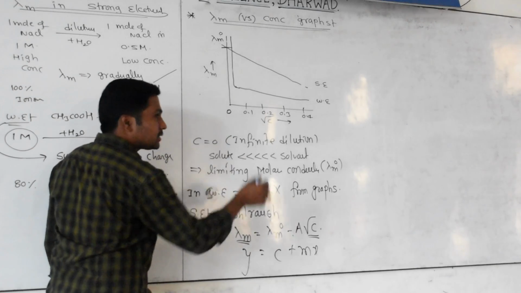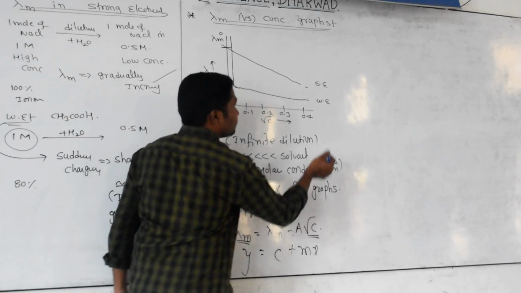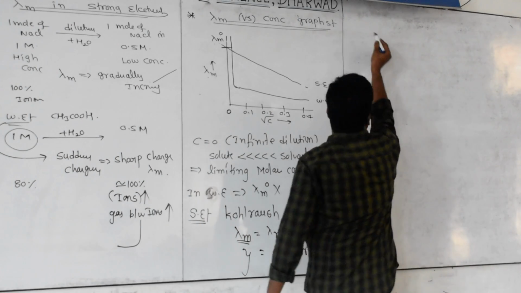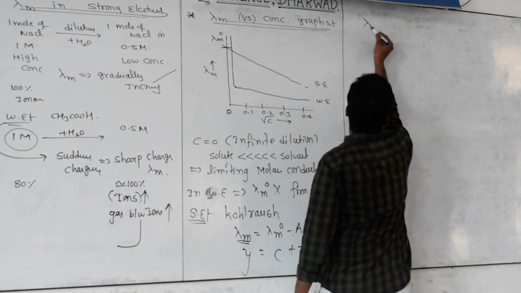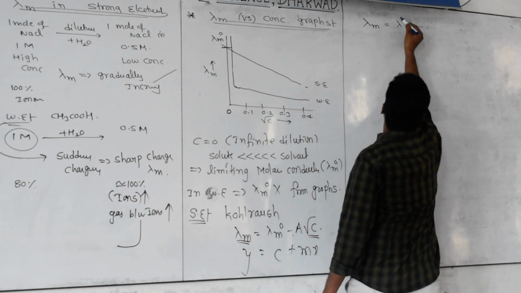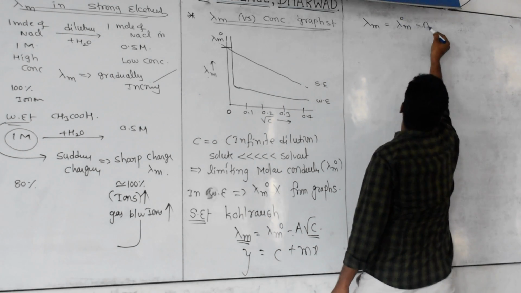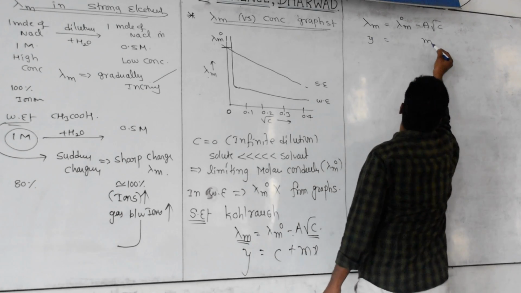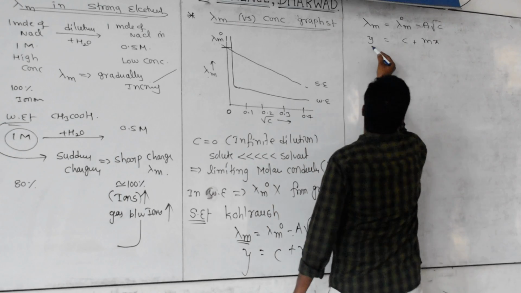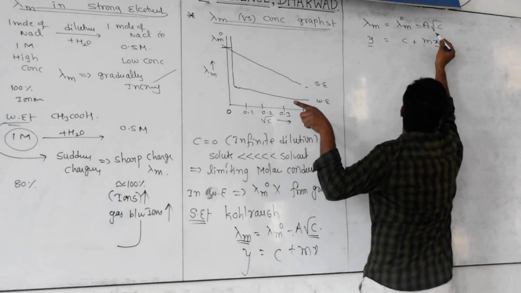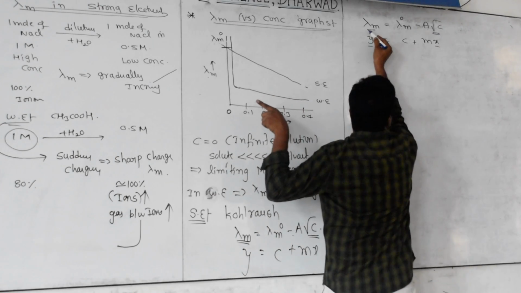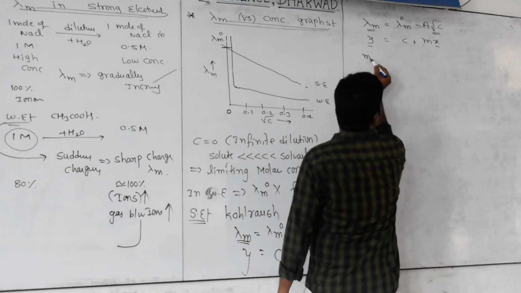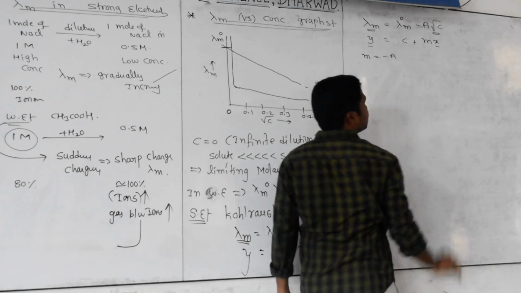Yes, what is the slope of this straight line? Minus a. That's why I will write here c. Okay, rotate it. So lambda m is equal to lambda naught m minus a into square root of c. It is similar to y is equal to mx plus c. In this, x and y are variable terms, but in our information square root of c and lambda m will be the varying terms. So from this we can tell the slope of this straight line is equal to minus a.